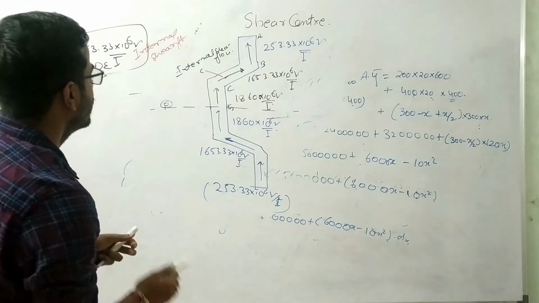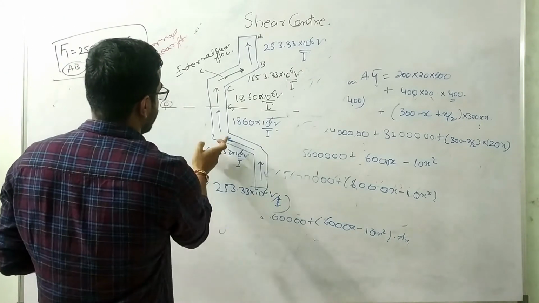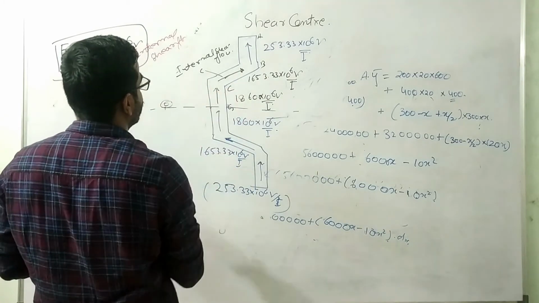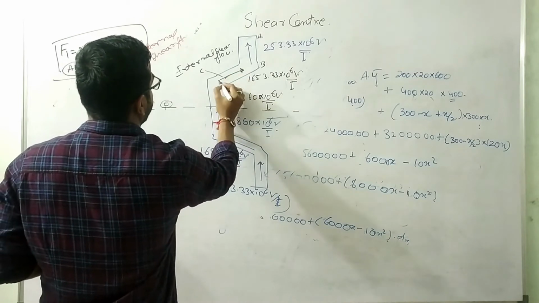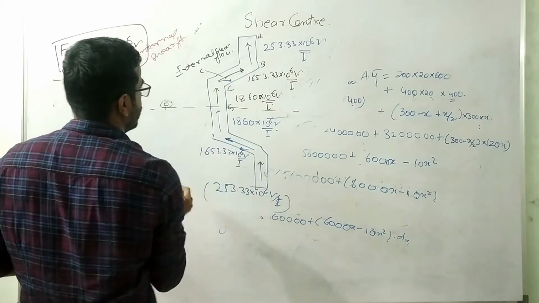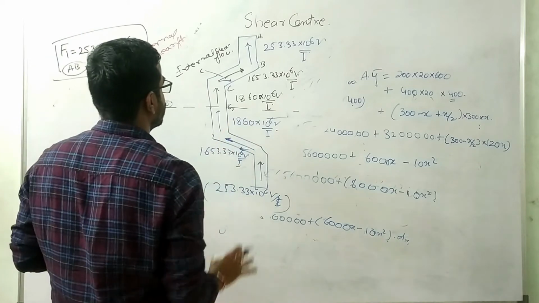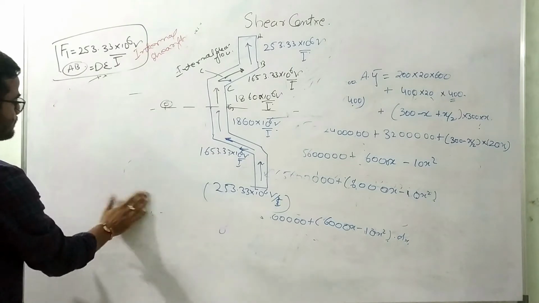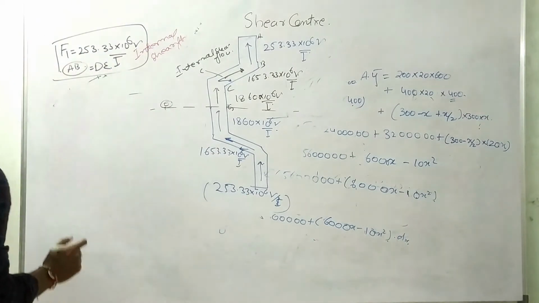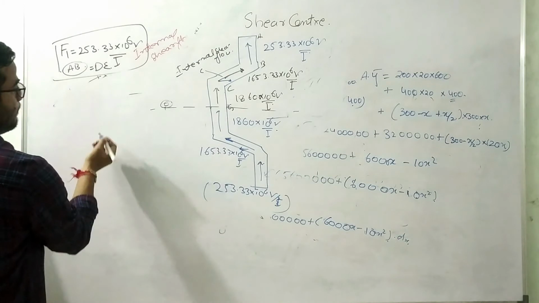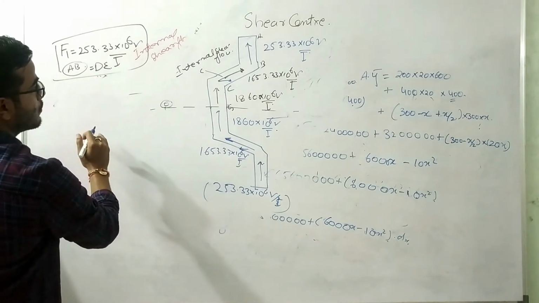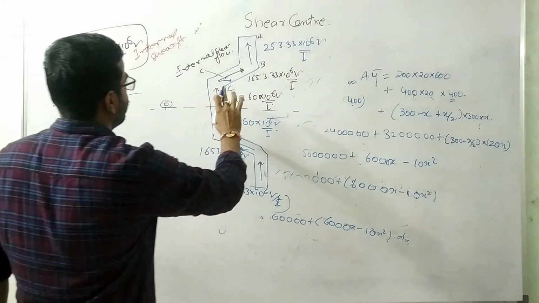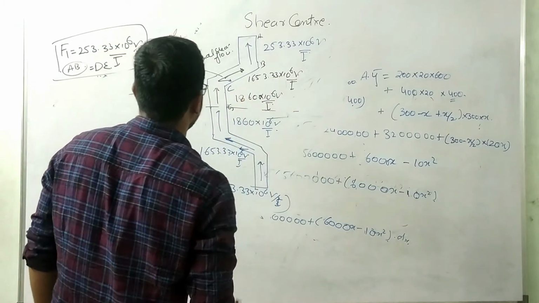As you can see, there is no net force in the horizontal direction. The horizontal component will come from this inclined segment only, so they will cancel out each other. One component will act in this direction, one in this direction, and both are the same. So we'll have a net effective vertical force in this cross section only.